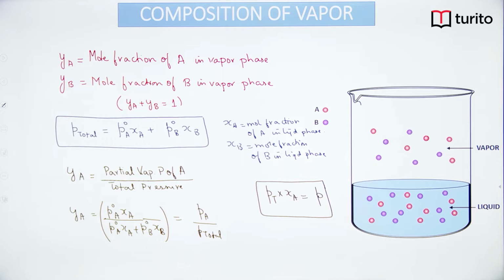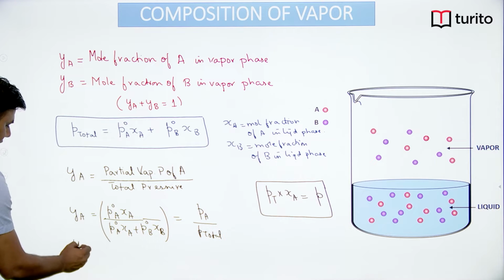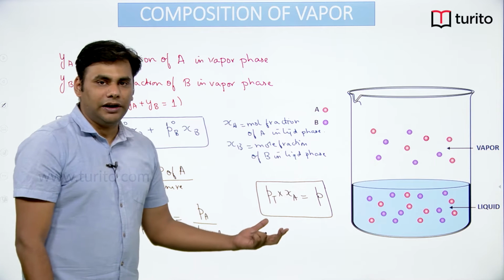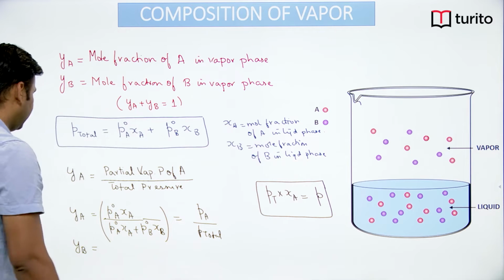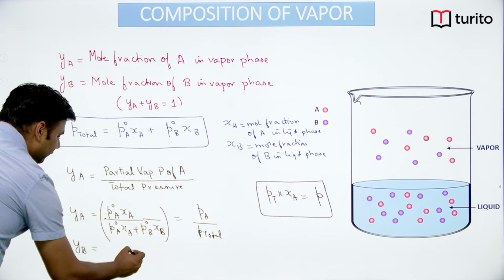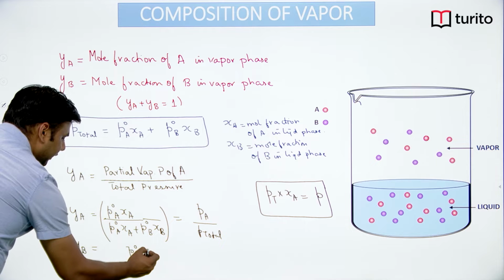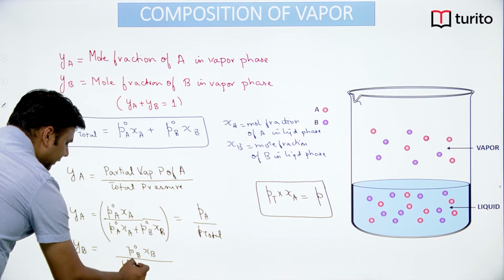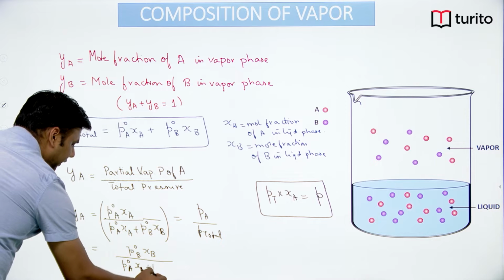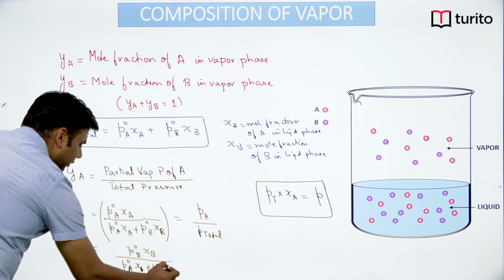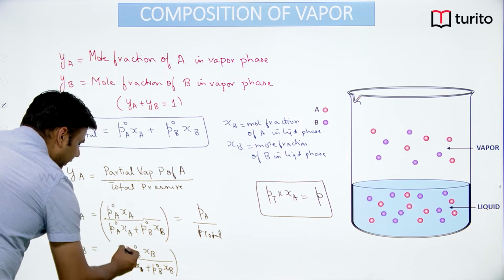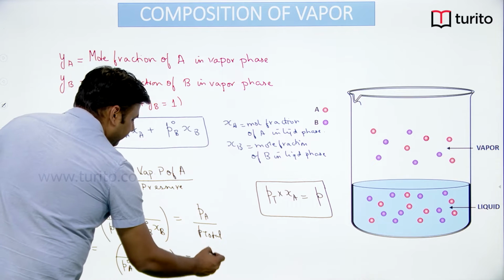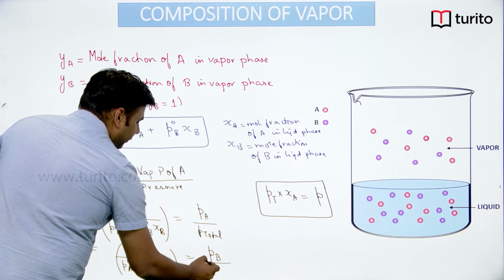Similarly, we can write the same expression for YB. So, YB will be the partial pressure exerted by B upon the total pressure. The partial pressure exerted by B we know is P naught B into XB upon P naught A XA plus P naught B XB. P naught A is the vapor pressure of pure A, P naught B is the vapor pressure of pure B. So, we can write this as PB upon P total.